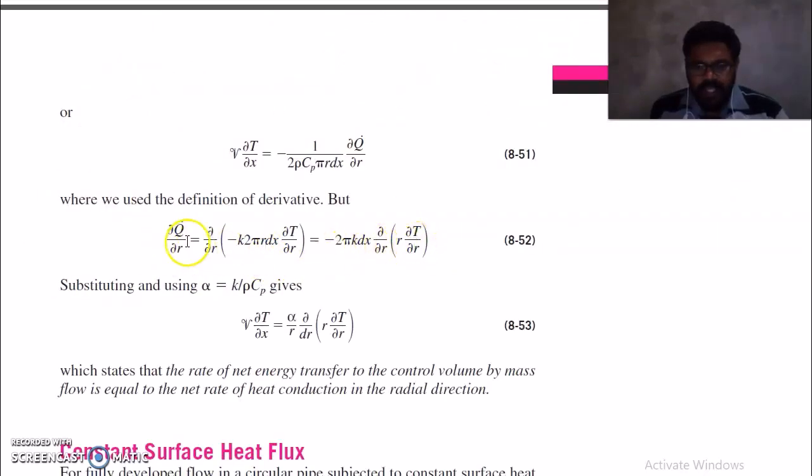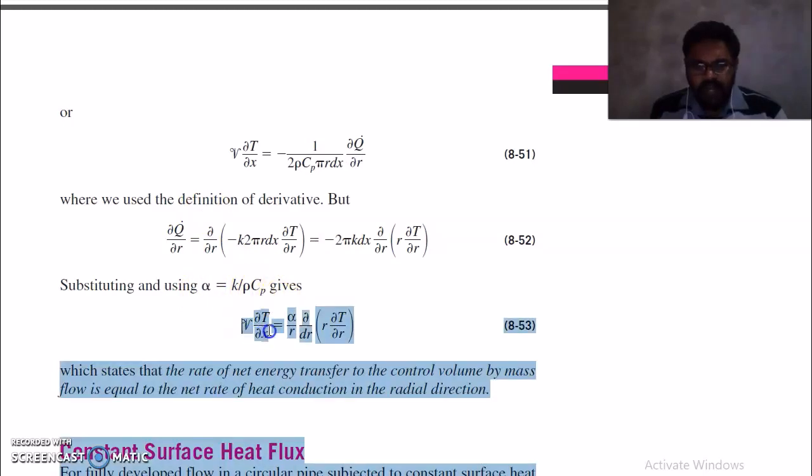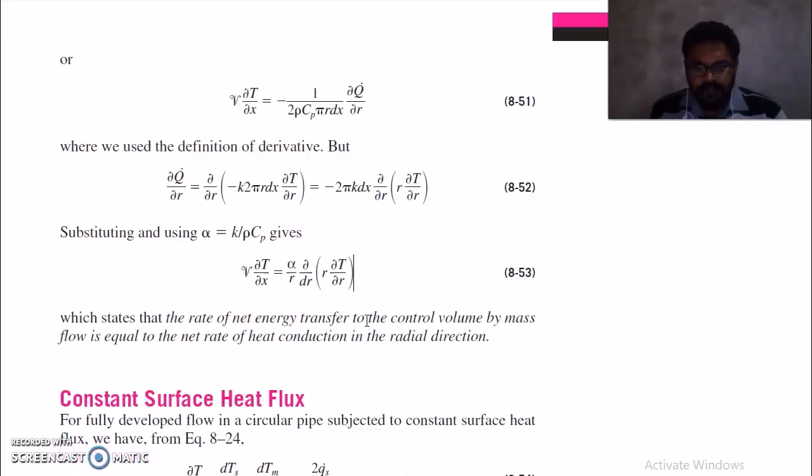Now replace this del q by del r in this equation, and from the definition of alpha equal to k by density Cp, you will get this equation, which states that the rate of net energy transfer to the control volume by mass flow is equal to the net rate of heat conduction in the radial direction.